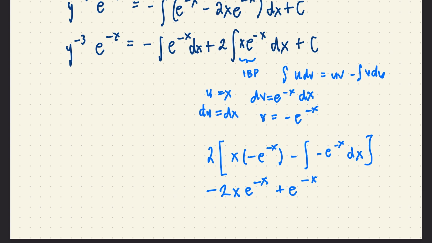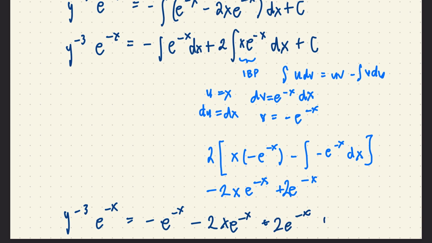Okay? So then including everything, we also have e raised to x on the other side. So we will have y raised to negative 3, e raised to negative x. Then, may kulang pa tayo. Didistribute pala yung 2 dito. So 2 e raised to negative x. So this becomes the integral of e raised to negative x is negative e raised to negative x minus 2x e raised to negative x plus 2 e raised to negative x plus c.